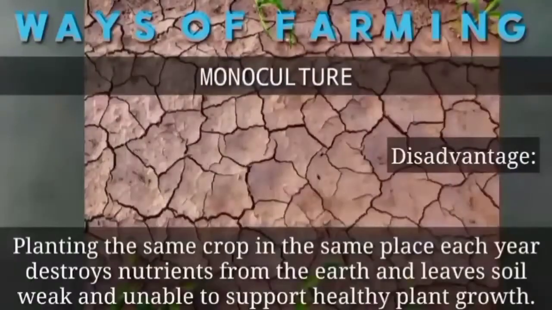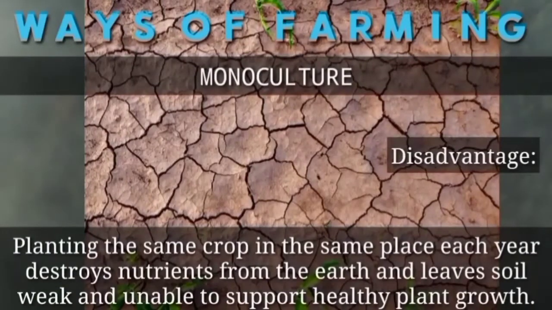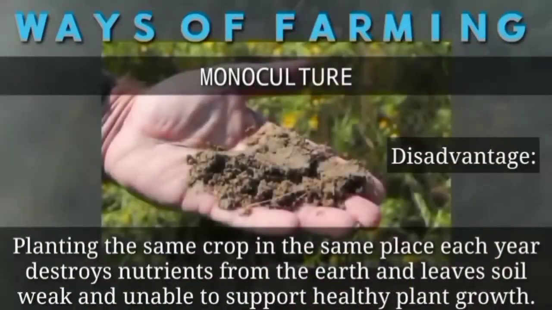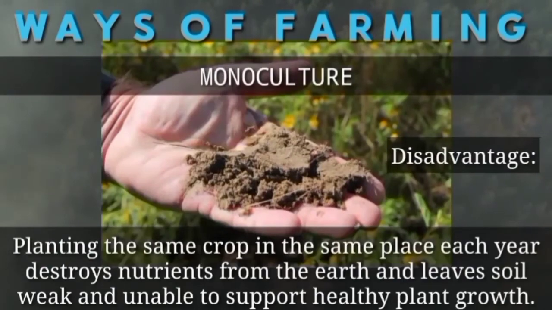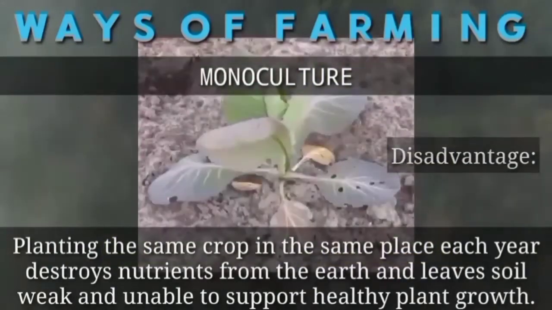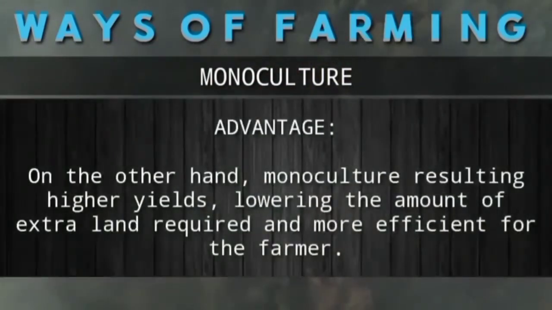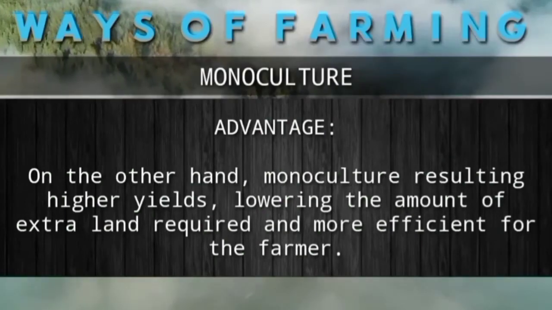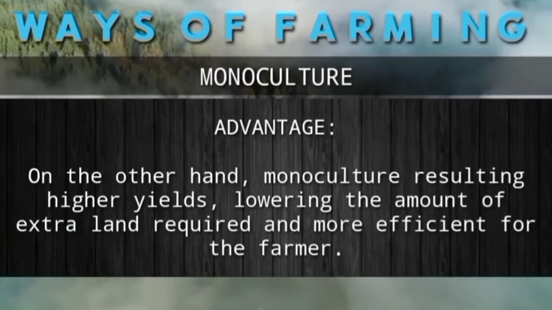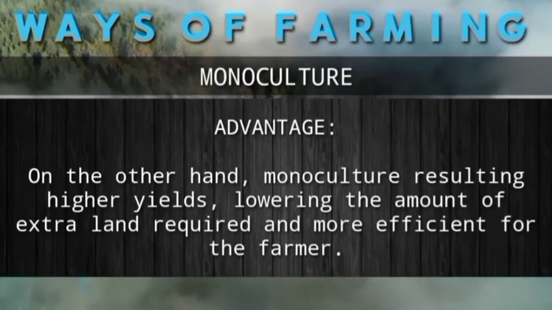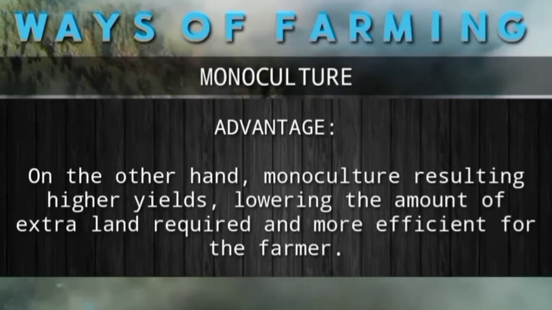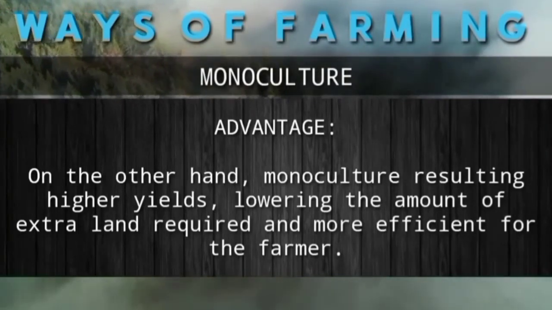Planting the same crop in the same place each year destroys nutrients from the earth and leaves soil weak and unable to support healthy plant growth. On the other hand, monoculture results in higher yields, lowers the amount of extra land required, and is more efficient for the farmer.